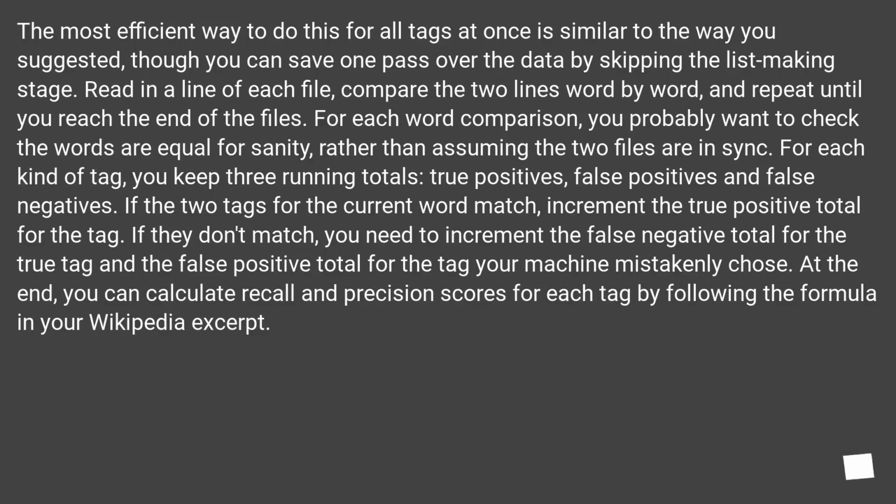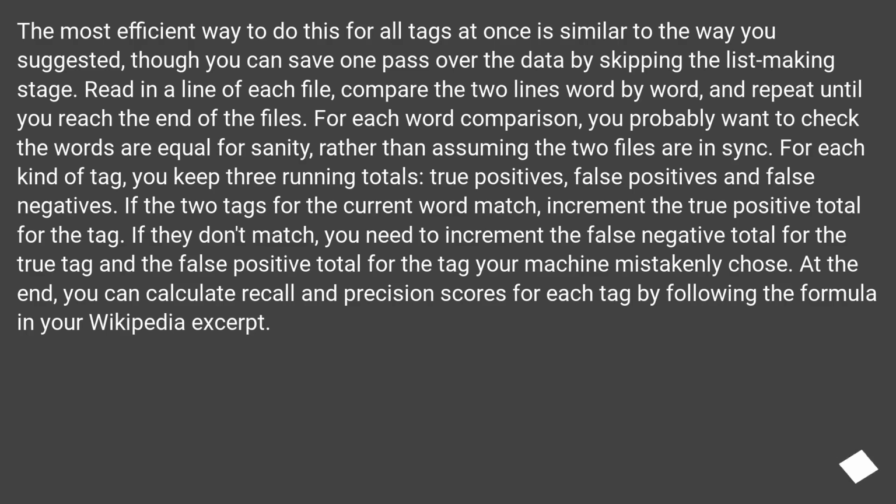The most efficient way to do this for all tags at once is similar to the way you suggested, though you can save one pass over the data by skipping the list making stage. Read in a line of each file, compare the two lines word by word, and repeat until you reach the end of the files. For each word comparison, you probably want to check the words are equal for sanity, rather than assuming the two files are in sync.